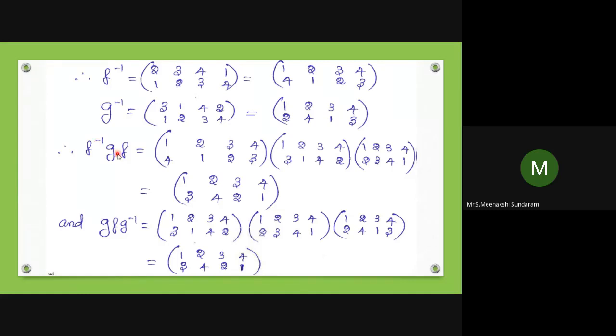For the composition f inverse g f, here is how you can check: 1 maps to 2, then 1 maps to 4, and for 4 you check in the second: 2, and this 2 you check in the third: 3. So 1 goes to 3. Students, when you have a doubt in this combination, how do we write f inverse g f?